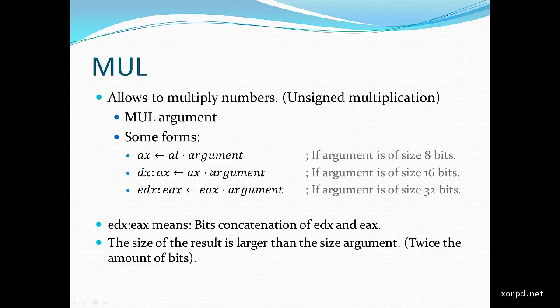Here, the argument is of size 16 bits, and we are going to multiply AX by this argument. This time the result is going to be inside DX AX. You might be wondering about this notation. This actually means that we are thinking about the number that we get by concatenating DX and AX, by putting them one next to each other. This number is actually of size 32 bits.